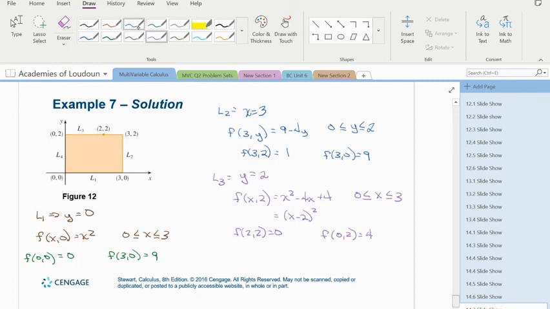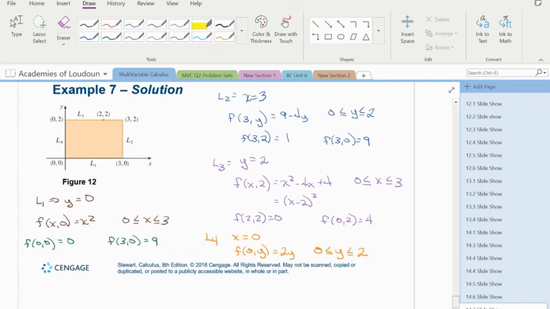Finally, on L4, we have that x equals 0, and so our function f(0, y) is going to be 2y, where y ranges from 0 to 2. Then we have a maximum value, f(0, 2), which is 4, and f(0, 0) is going to be 0. Therefore, on the boundary, the minimum value of f is 0, and the maximum is 9.